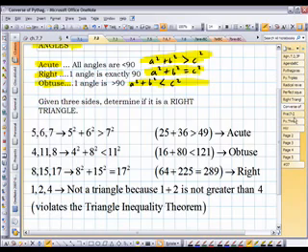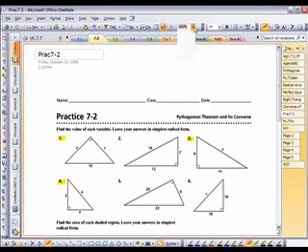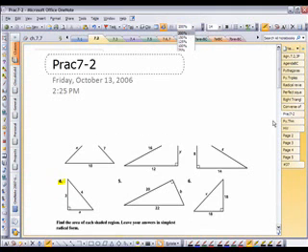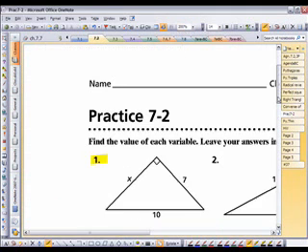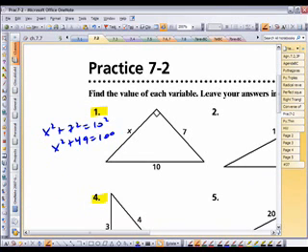Let's look at a little more practice over here. Okay, so in this case, we don't know one of the legs. So we're going to have x squared plus 7 squared is equal to 10 squared. So x squared plus 49 is equal to 100. x squared is 51. x becomes radical 51. And this you can't simplify any further.